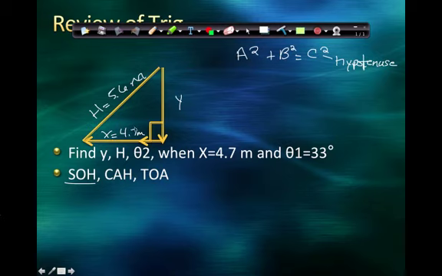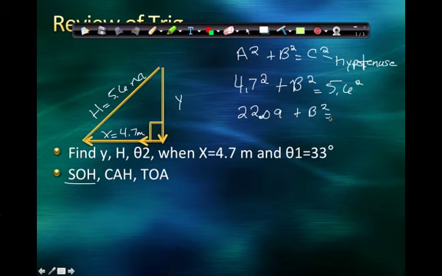So we have 4.7 as one side, so we can use that. 4.7 squared plus b squared. So that'll end up being our y side right there, our unknown side. And c squared is the hypotenuse, so 5.6 squared. Okay, so 4.7 squared should give me 22.09 plus b squared is equal to 5.6 squared. So that gives me 31.36.